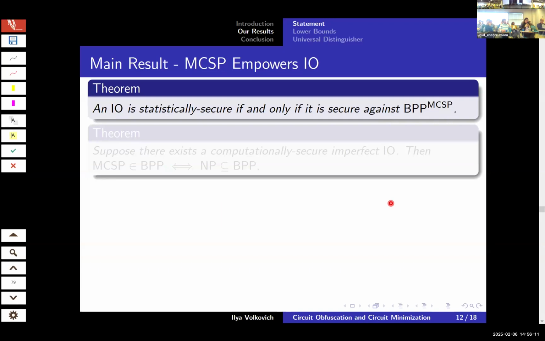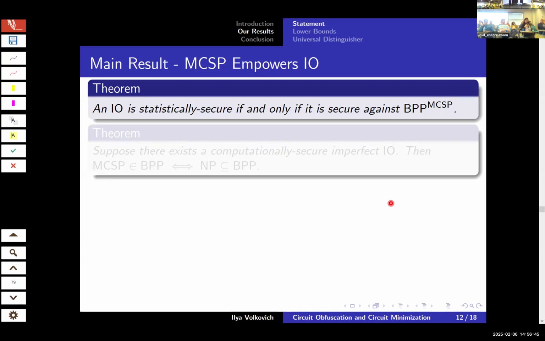Okay, good. The final flavor is sort of how MCSP empowers IO. And this takes us back to this broader definition of security that I talked about, right? When you talk about a definition of security, in the literature it's usually one of these two extreme cases. Either computational security, BPP, non-uniform security, P/poly here, or all the way in, which is statistical security.